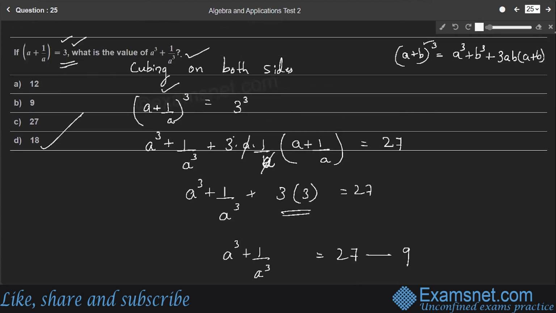So, very easy question, students. We are just using the formula of a plus b whole cube here, considering a as a and b as 1 by a. Therefore, the answer is option D, 18.